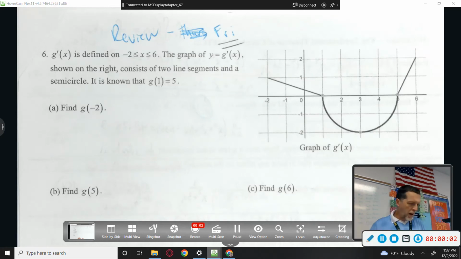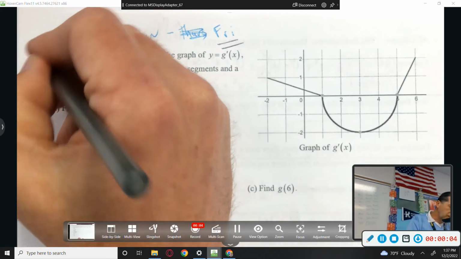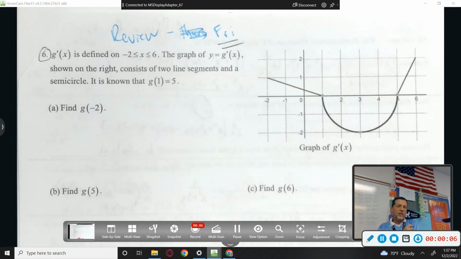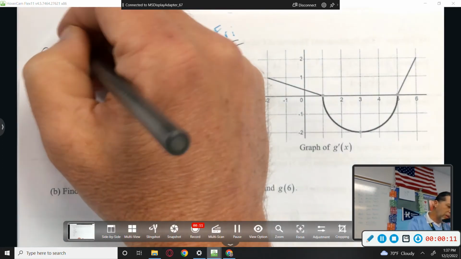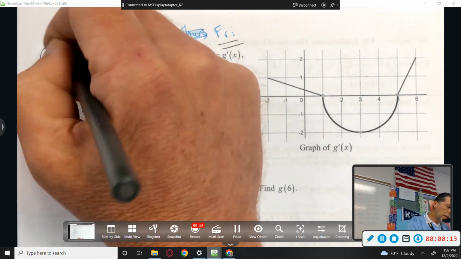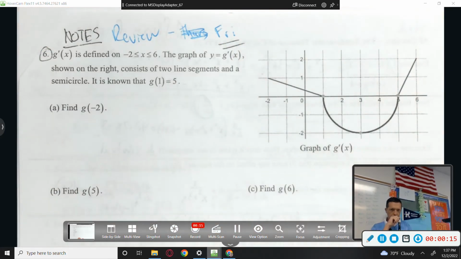So in the notes packet, number 6 on the front of the third page. Notes packet, not worksheet packet. I was looking like, where is this?